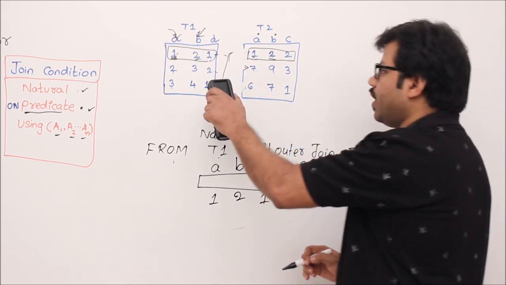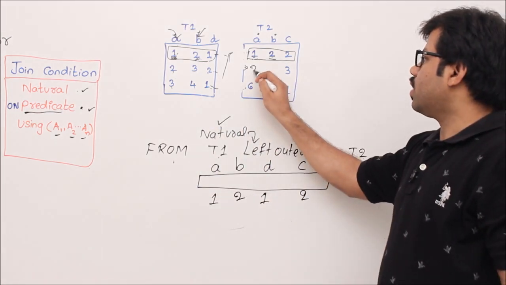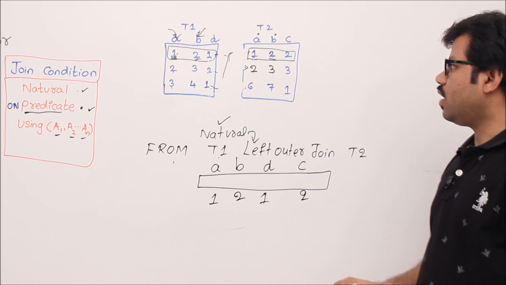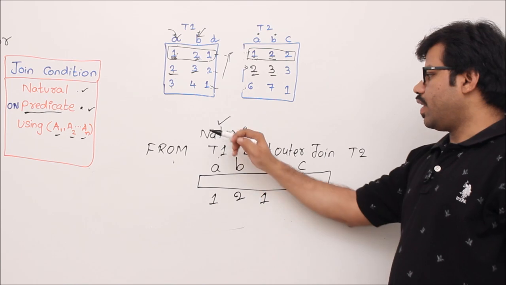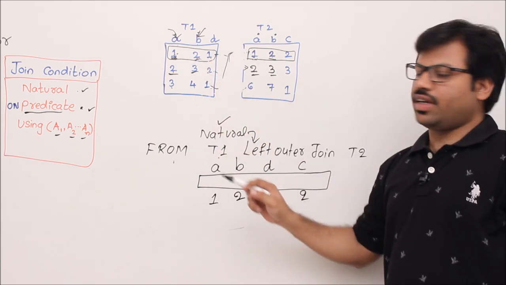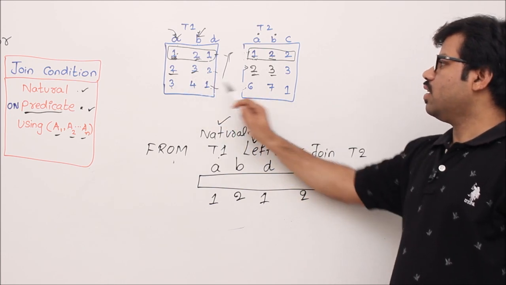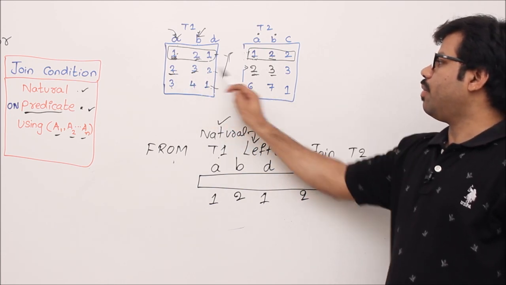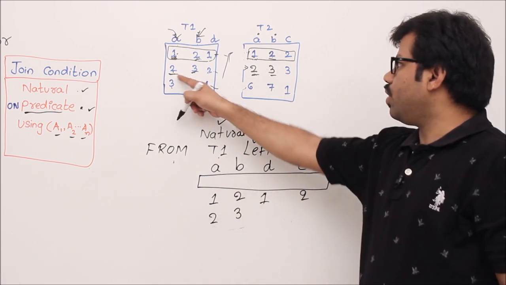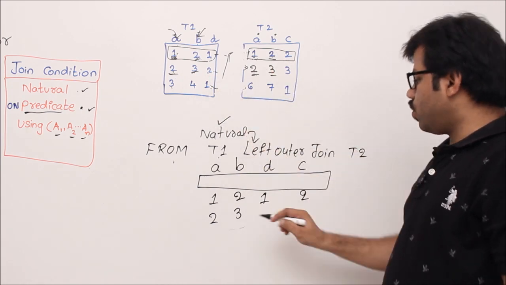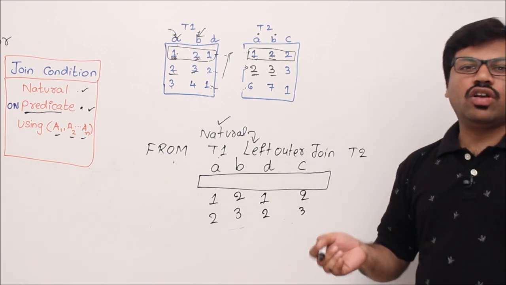Let's modify some data here. If I take 2 comma 3, what happens? This 2 matches with this 2, this 3 matches with this 3, correct? Natural means common columns should be equated. Here the common columns are A comma B, so they are equated, and 2 will be matched with 2, 3 with 3. Then you get another tuple: A value 2, B value 3, D value 2, and C value 3. In that way it's like natural inner join.